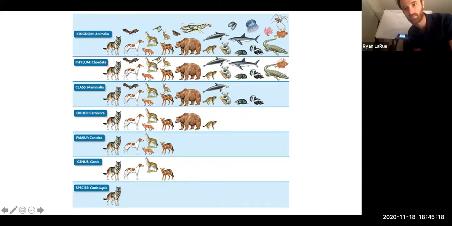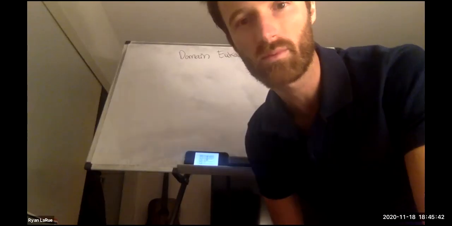So we lost the skunk and the koala, right? Family Canidae, so canine. Genus, or maybe Canis is canines, my bad. Yeah, genus Canis, and species lupus. More specifically, the wolf is Canis lupus. So let's rewrite that order.